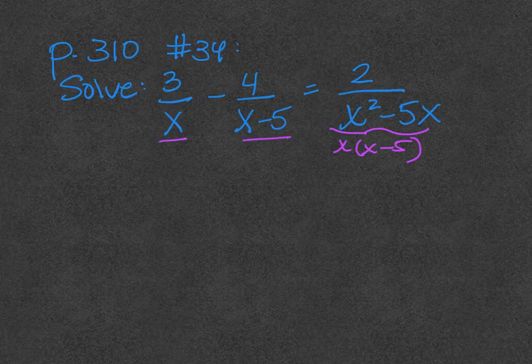So when I look at my denominators now, I see on the first denominator that 3 over x, x is not allowed to be 0 there.